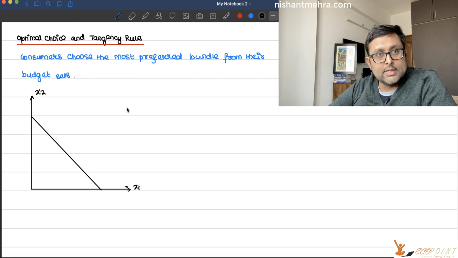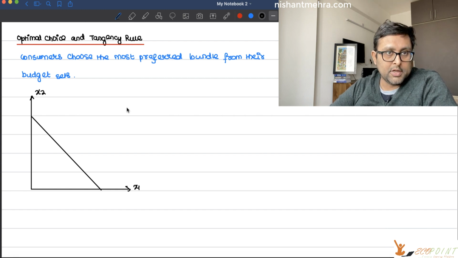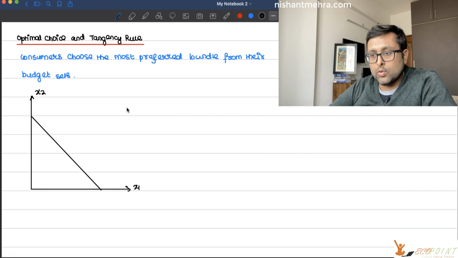Well, we know this, that given their budgets, the consumers are always going to choose the most preferred affordable bundle, right? So naturally, they would want to consume more and more, but they are constrained by their budgets. So, and what about this point?